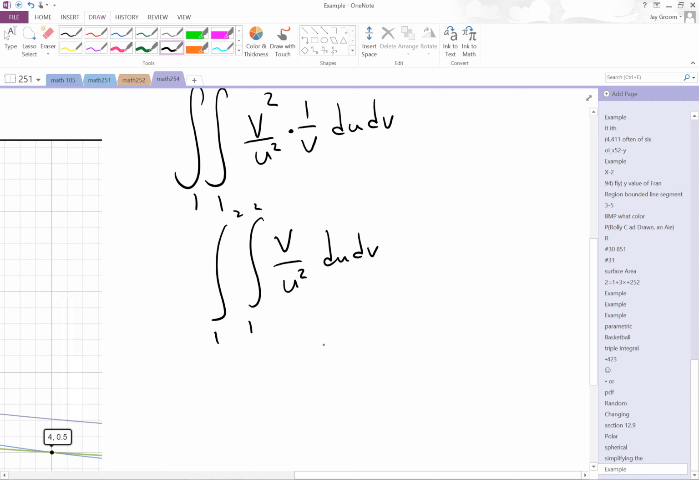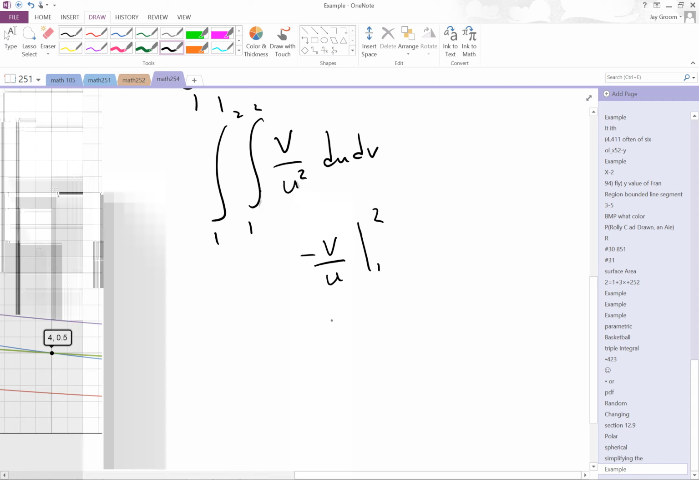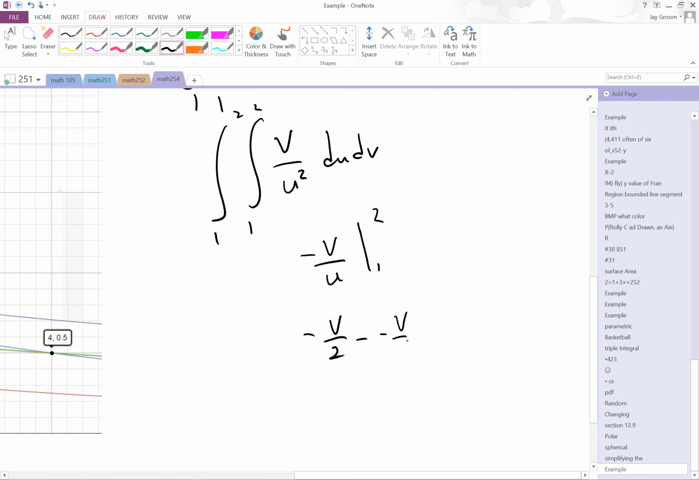Alright, the integral of 1 over u squared here is going to be negative v over u, from 1 to 2. If you plug that 2 in for u, you're going to get negative v over 2 minus a negative v over 1. So that's a half plus a whole v, so it's a half v.